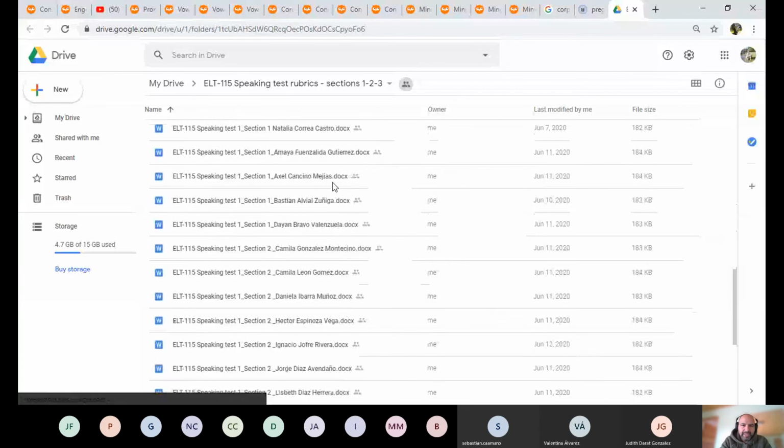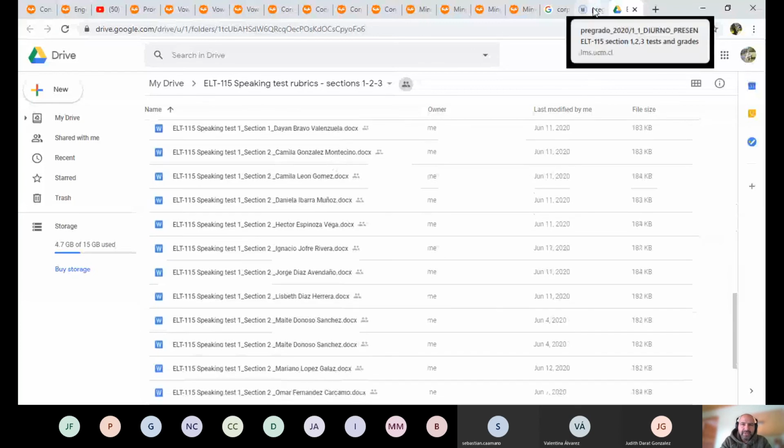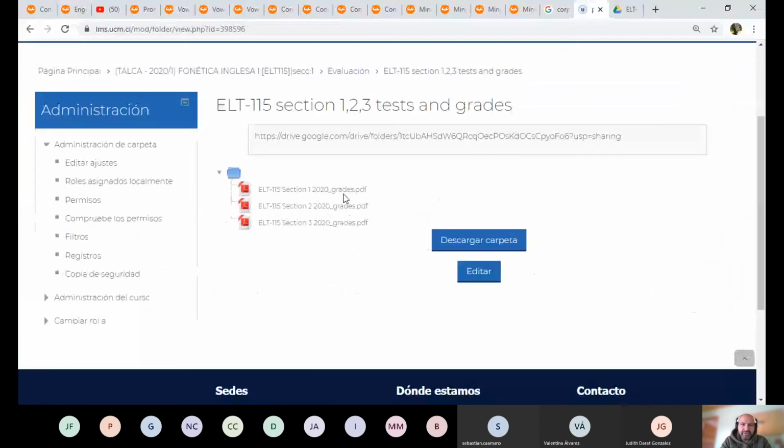Okay, so please go to the LMS, take a look at your grades, and also download your speaking rubric, because this will not be available forever. This will be available only this week. Okay, so download your rubric. This will be the last thing for the session. So if you don't have any comments or questions, we finish the session. You go to the LMS and you take a look at your grades and download your speaking rubric.